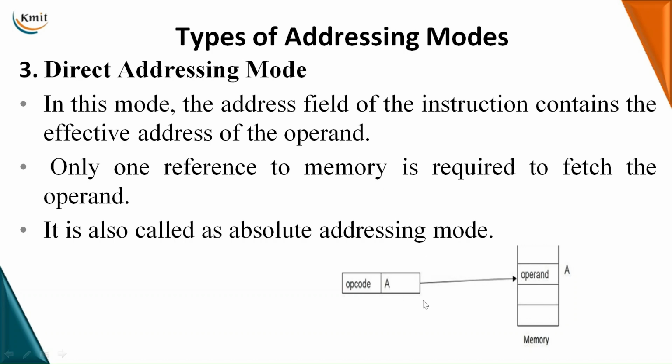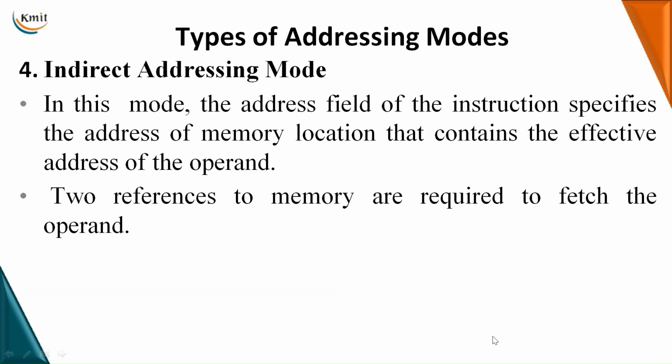If you look at the instruction format, it contains the opcode and A. A is the address location in the memory. If you go to that particular address A in the memory, you will find the actual operand. So the effective address is nothing but A, which contains the exact location where the operand is stored in the memory. Here we require only one reference to memory to fetch the operand. You are accessing memory only one time. So it is also called the absolute addressing mode.